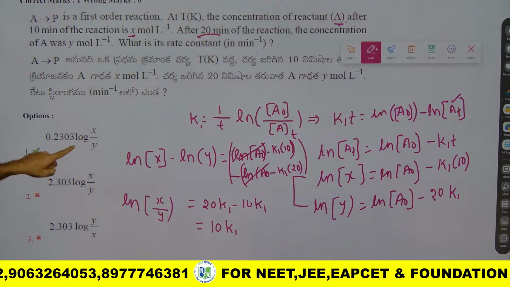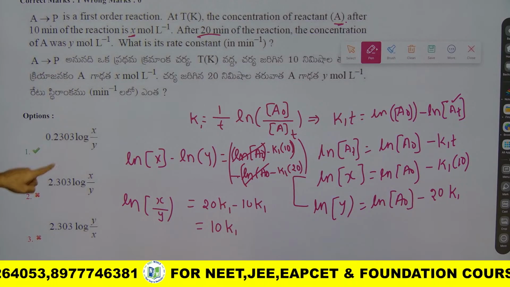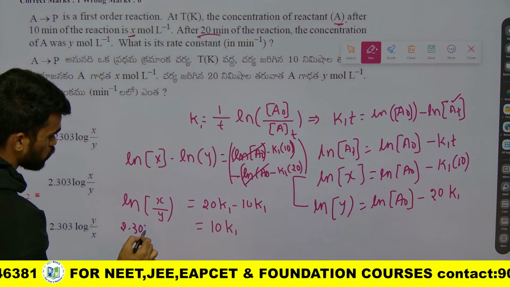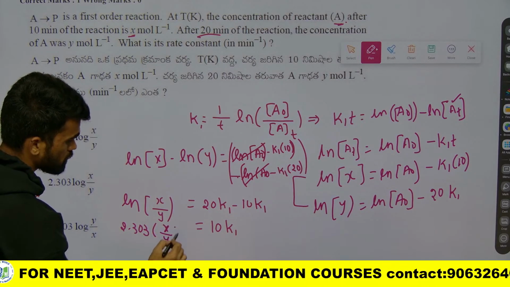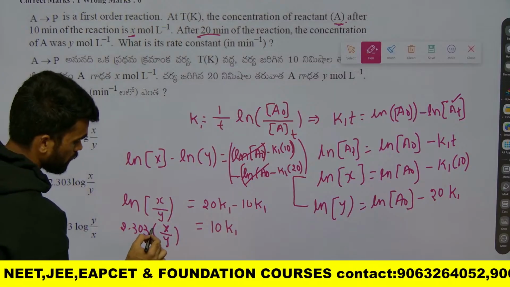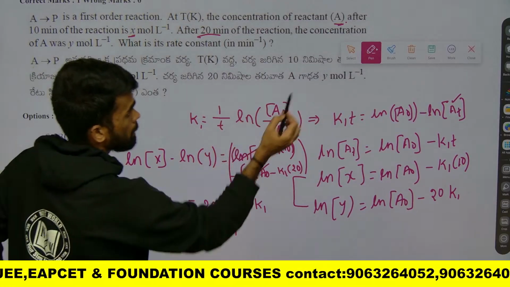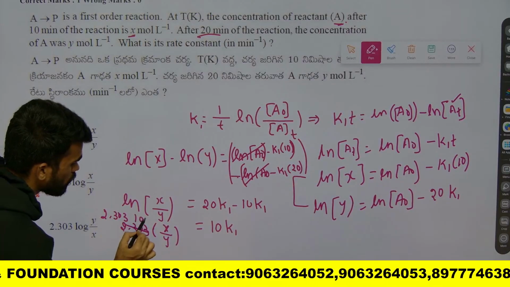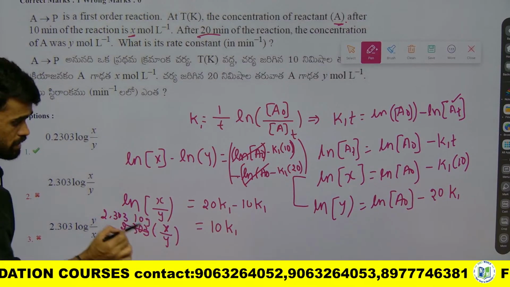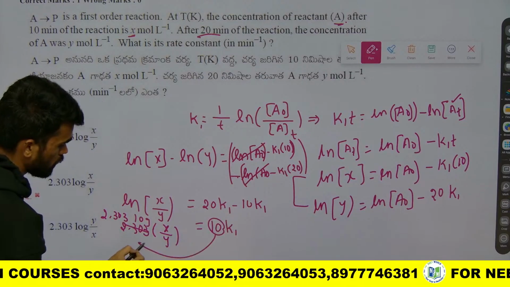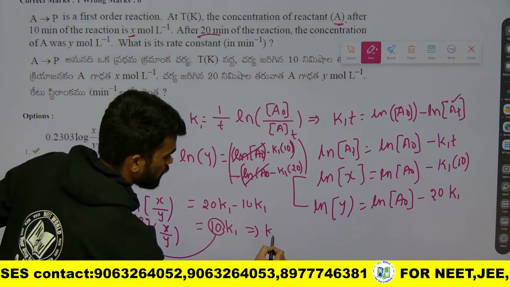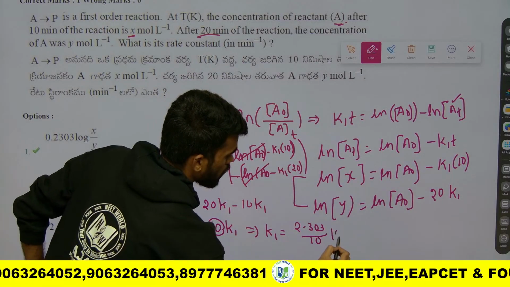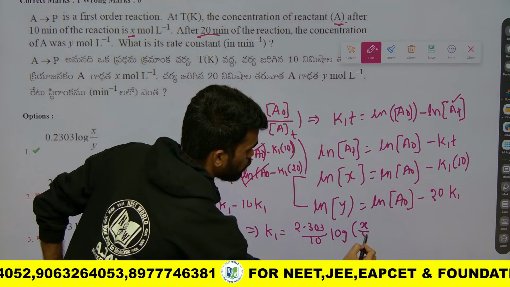So now they are saying answer in terms of log. So convert this ln into log. So it will be 2.303 times log of x by y. Hope it is clear. Now send this into the denominator side. So we will get k1 equals 2.303 by 10 log of x by y. Hope it is clear now.